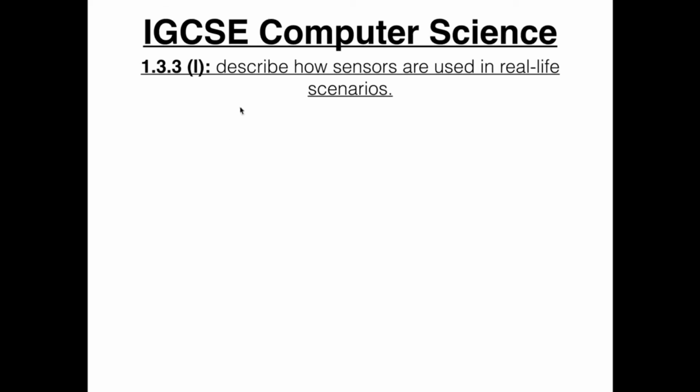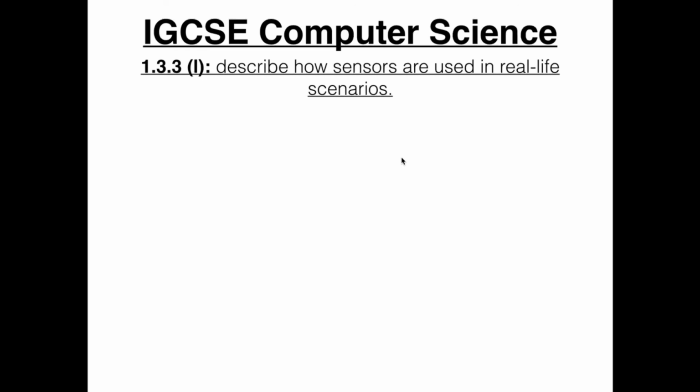G50 Computer Science, Syllabus Statement 1.3.3L: describe how sensors are used in real-life scenarios. So, the last video that we looked at was the sensors themselves. You're going to have to watch that video before watching this one, because you need to know about all the sensors before you start using them. So go ahead and do that, and once you're done, come back and we can get started.